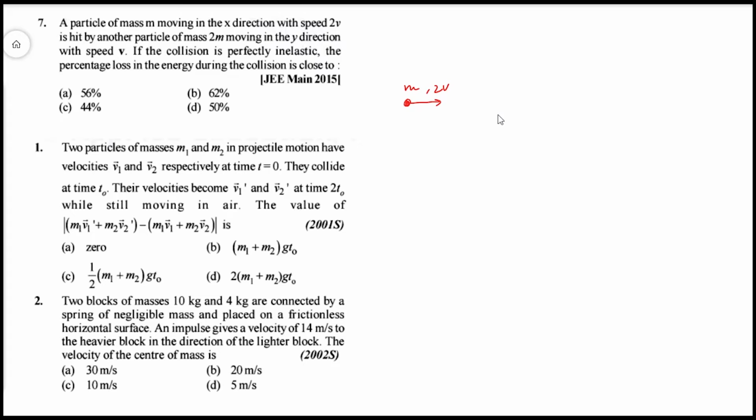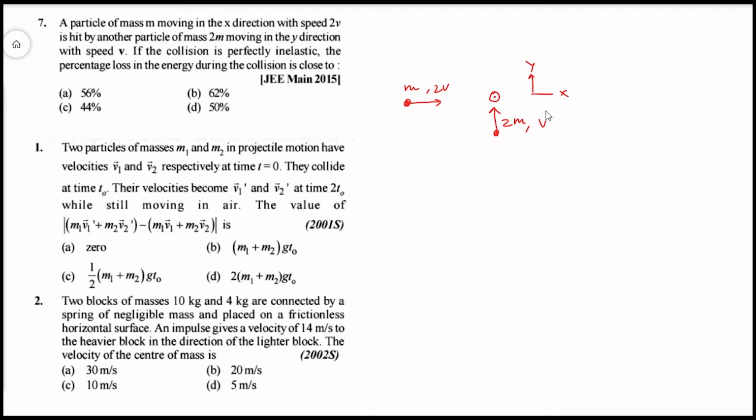So here is another particle of mass 2m moving in the y direction with the speed v. Okay, so somewhere here suppose the collision happens. And if the collision is perfectly inelastic, the percentage loss in kinetic energy during the collision is going to be. So let's find first the velocity of the combined mass. Since the collision is perfectly inelastic, they are going to stick together. And let's talk about the x conservation and the y conservation.